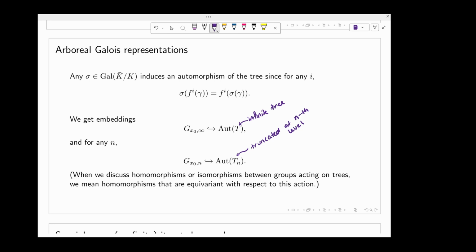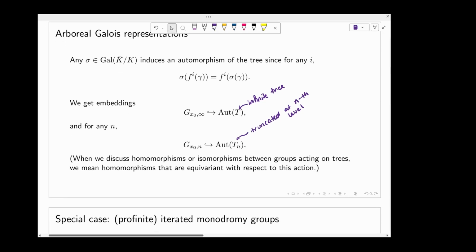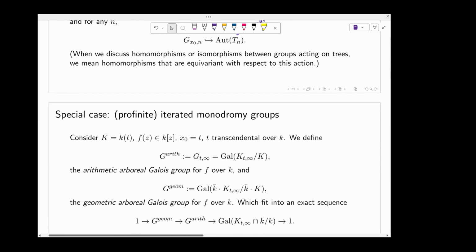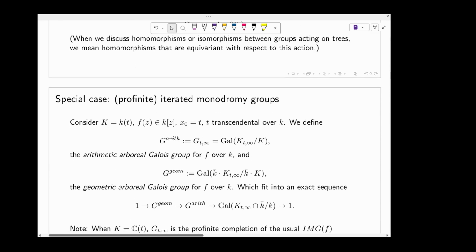Okay, so now I've transformed my problem from understanding this Galois group that didn't really have any structure to using the fact that I'm taking iterates of the map to get an embedding of my Galois group into the automorphism group of this tree. And I want to mention that any time in this talk when I talk about groups being isomorphic or homomorphisms between groups, I'm always thinking of homomorphisms or isomorphisms between groups acting on trees. So the homomorphisms will be equivariant with respect to the action on the nodes and the preimages and the nodes of the tree.